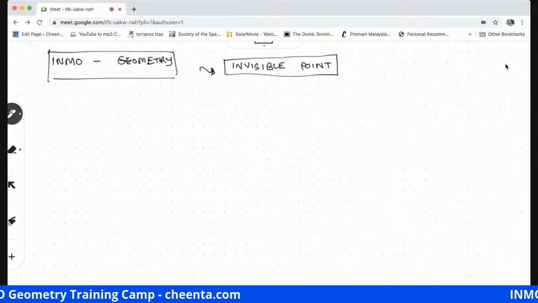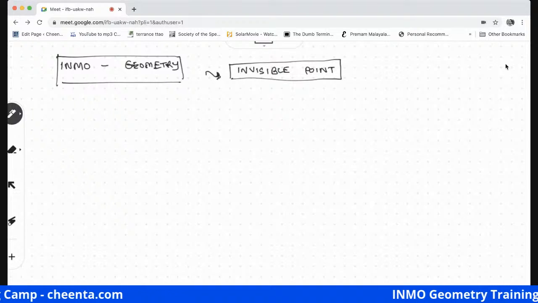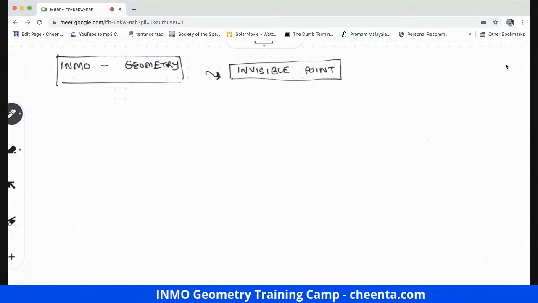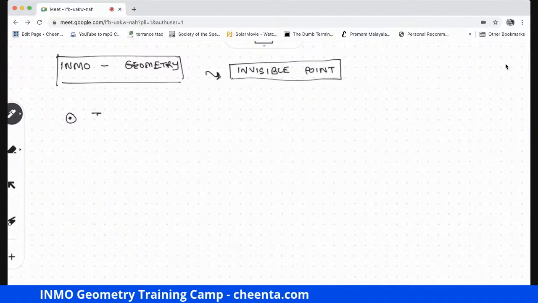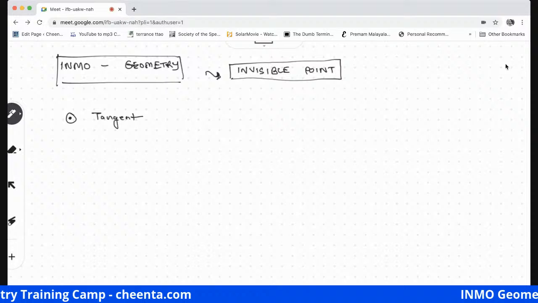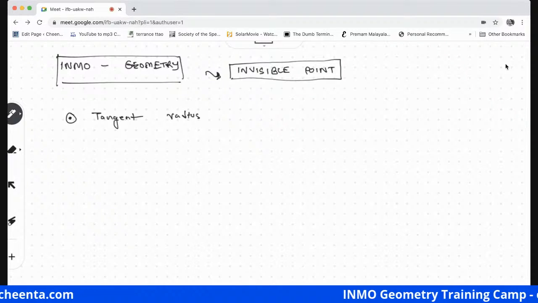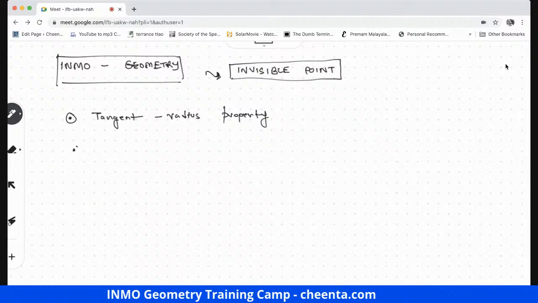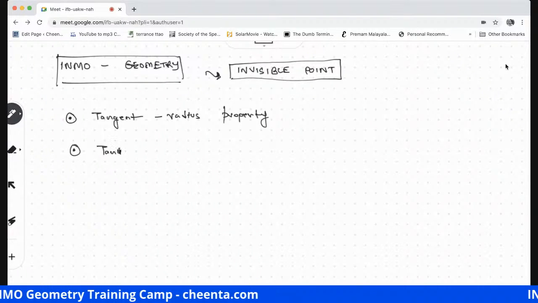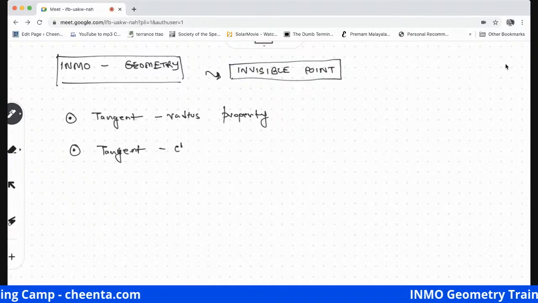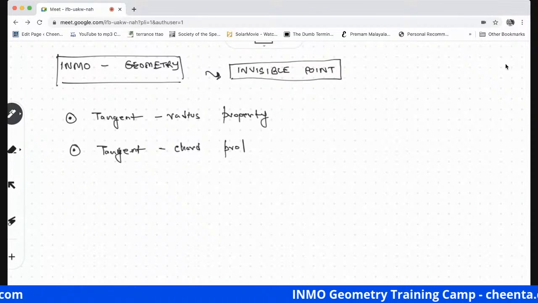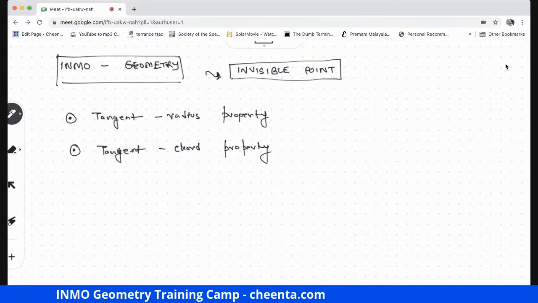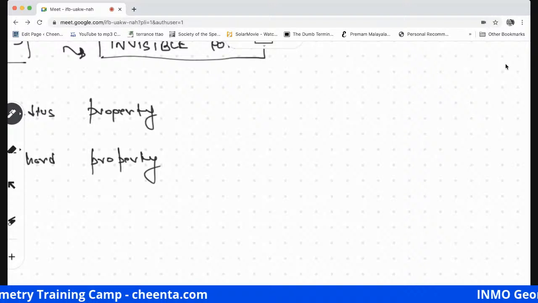And before we do that, let's start with two simple but powerful tools in circle geometry: the tangent radius property, which maybe you already know, and the other one is the tangent chord property. I'm sure most of you know this because you already qualified, maybe for IOQM. If you do not know this, this is the gist of it.